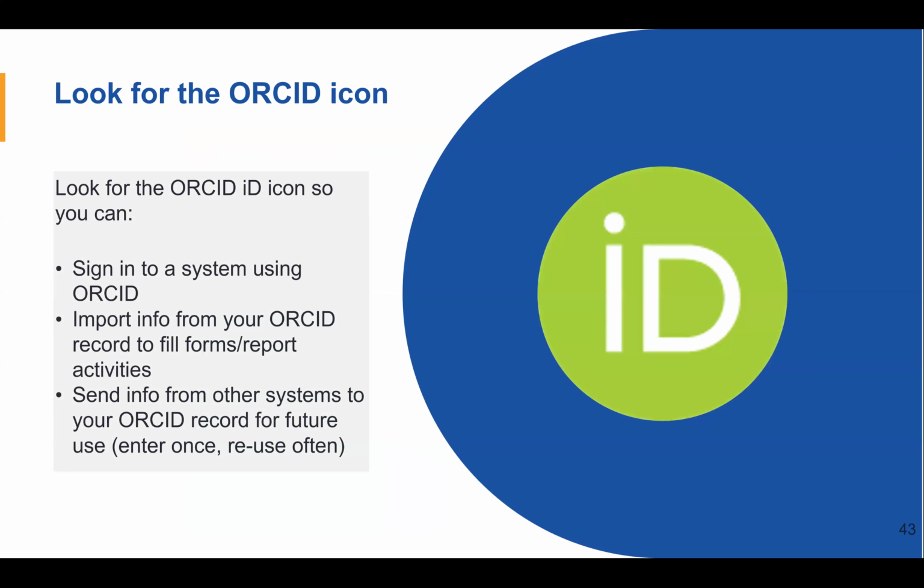So not every organization or system uses ORCID in this way yet. So we still have work to do. So the best approach is to keep an eye out for the green ORCID ID icon, which is what you're seeing here. So when you are working with these types of organizations, and if you see it, use it so that you can save time by signing into a system using ORCID, importing information from your ORCID record to fill forms, report activities, and sending information from other systems to your ORCID record for future use. So again, that idea of enter once, reuse often.